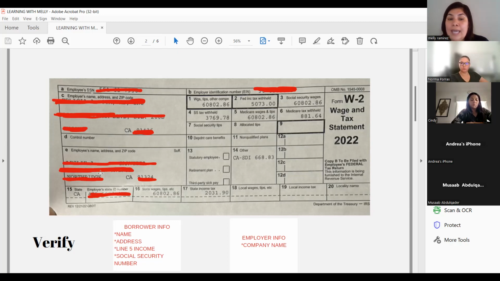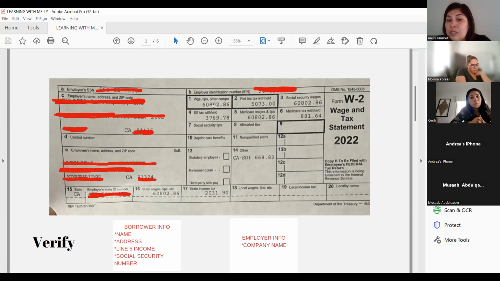Because they could be saying, hey, I live in this house, but I still have all my mail going over to my parents' home, or whatever their situation is. Or I live in an apartment and I want all of my mail to go to my parents' home or my sister's home. So it's always good for you to see that. So again, you want to verify the borrower's information, the name, address, also line 5. That's what we're going to go off. I know there's different amounts.